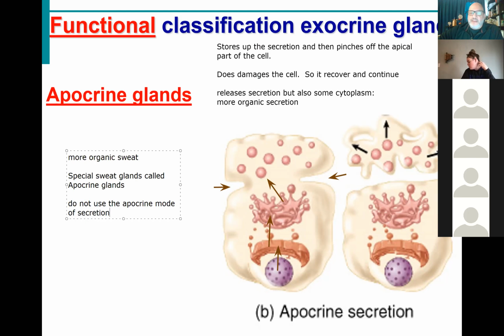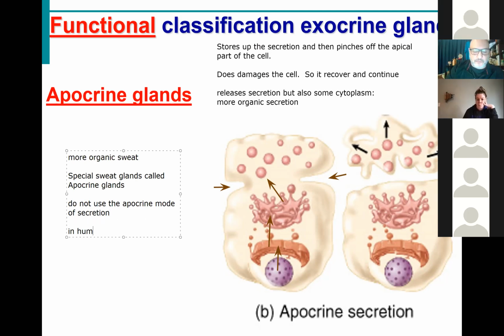I told you, anatomists hate you. Why they haven't changed them, I don't know. Apparently, nobody wants to put their name on these stinky glands. So it is what it is. It actually uses the merocrine mode of secretion. In fact, in humans, there are no known examples of glands that use the apocrine mode of secretion.